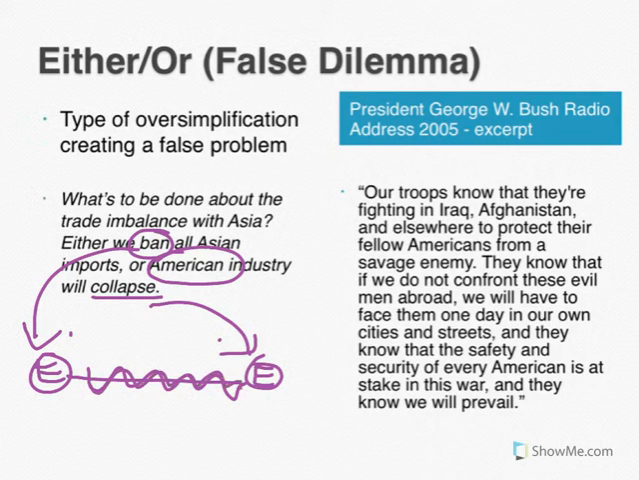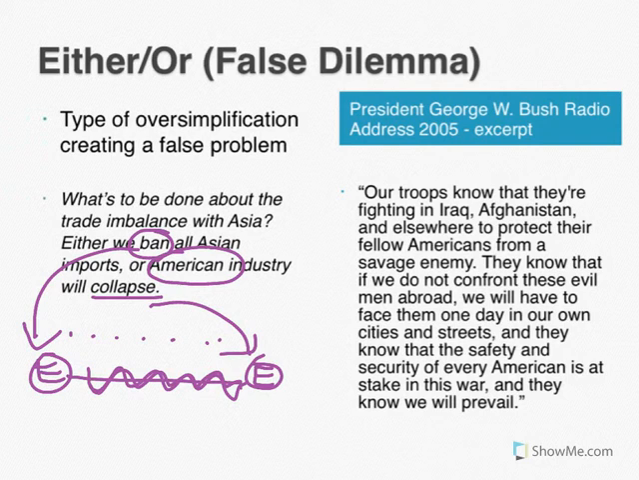Now, we all know that there are lots of things that can be done as opposed to banning every single import that comes from the Asian continent. And we also know that the American industry as an entire whole is not going to collapse completely. At least we hope not. There are lots of things that could be said, but this person instead only gave us two. So there's a false problem, or a false dilemma. It's like, oh my gosh, either we're going to ban everything, or our industry is going to collapse.